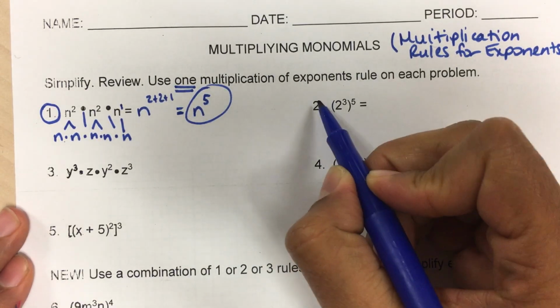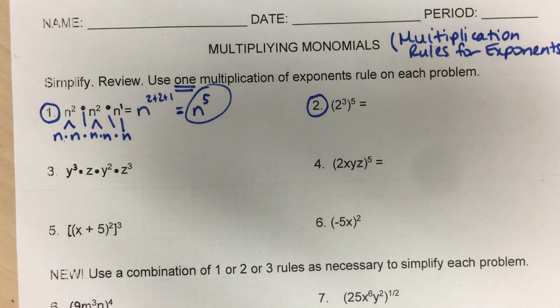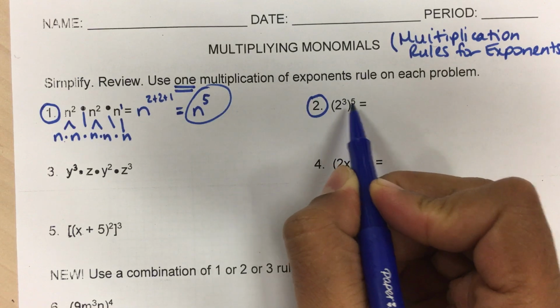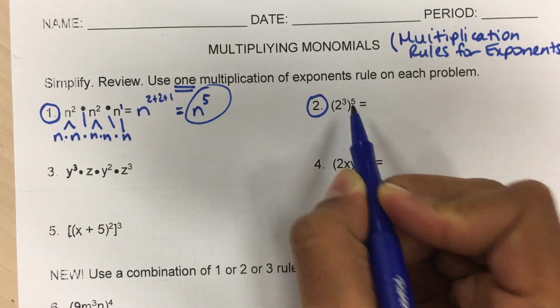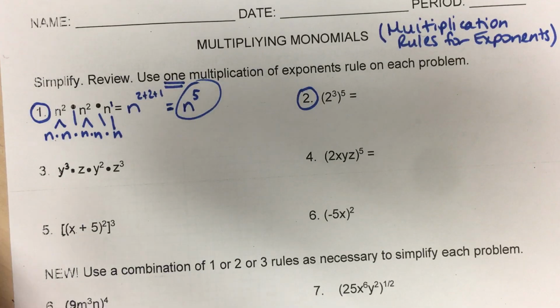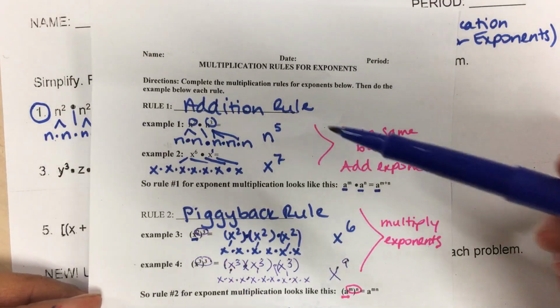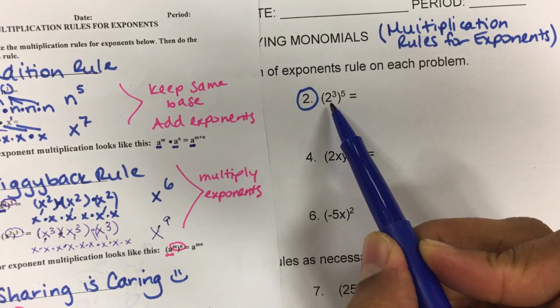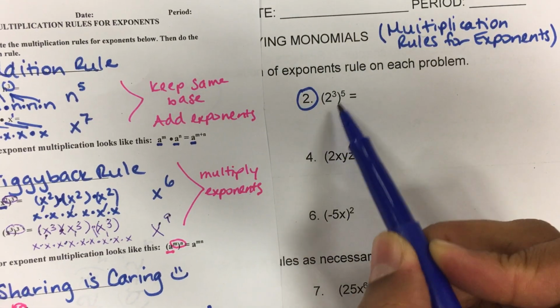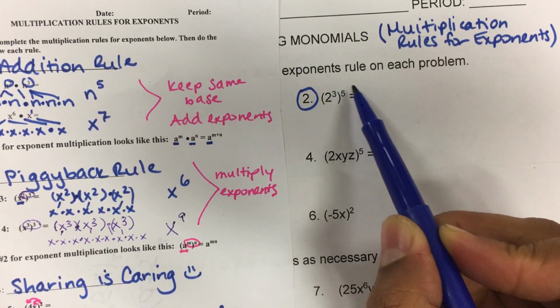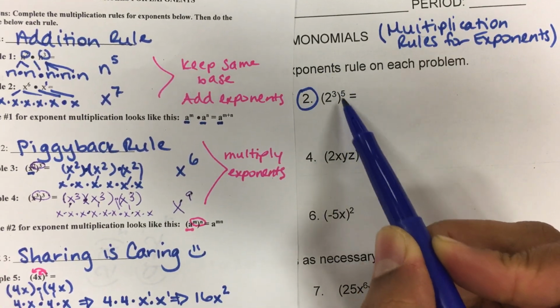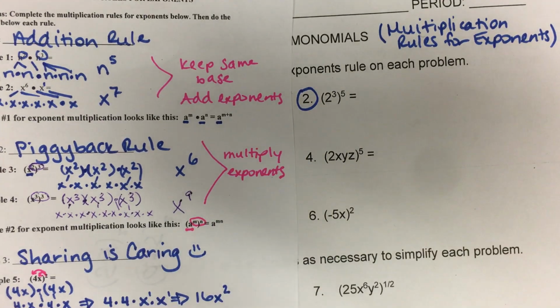Let's look at problem 2. What can I do here with problem 2? Do you see these two right here? Okay, what rule does that look like? Does this look like addition rule where I got same base times same? Nope, there's only one base. I have one base, I have parentheses, and I can circle 2 exponents right next to each other. This is looking a lot like the piggyback rule.